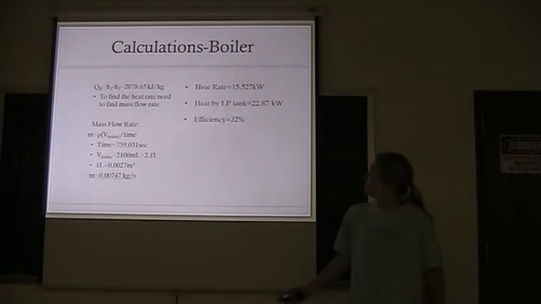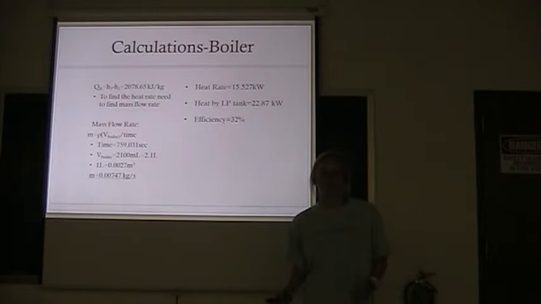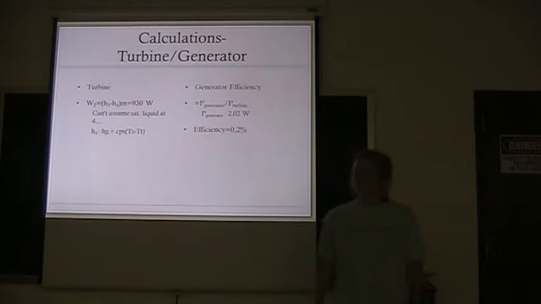And then the heat input by the liquid propane fuel tank was calculated to be about 22.9 kilowatts. I found that using the fuel input rate, as well as the energy density of propane. And I found that the efficiency of the boiler was about 32%. So I next did the turbine, or the generator, and I found that the work output of the turbine would be approximately 930 watts. This was kind of tricky.